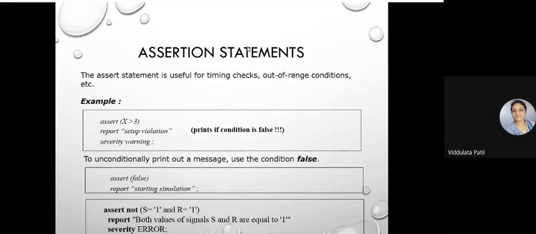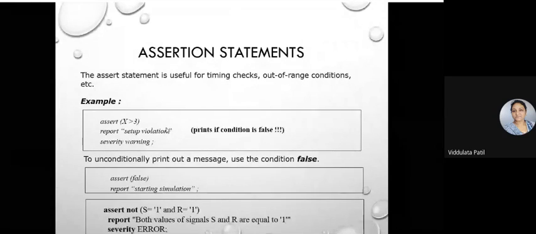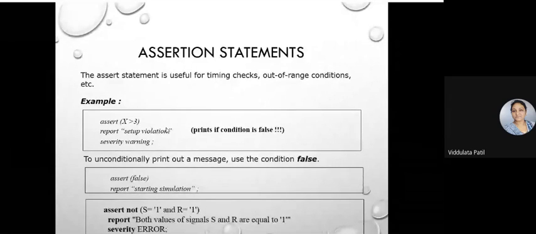Here we have one example: assert, and then in the brackets there is a condition, x is greater than 3. Then report, in double quotes, "setup violation", and then severity warning. Now what this will do is, whenever this statement is executed, the simulator will check whether x is greater than 3 or not.